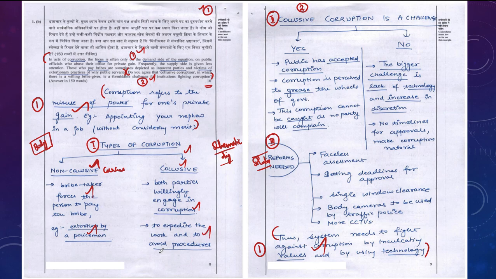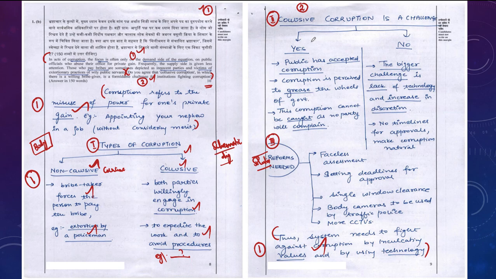So she could have given examples for this collusive corruption as well, but she has missed that in her answer writing, students. Anyways, for this particular segment, for classification of types, she will be getting easily 1 mark. Let's now move to the next segment of the question, students.